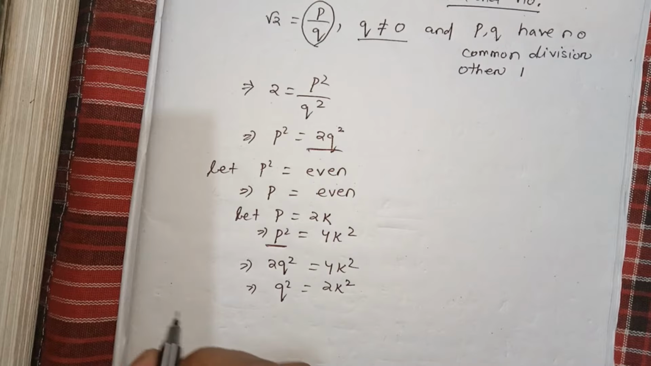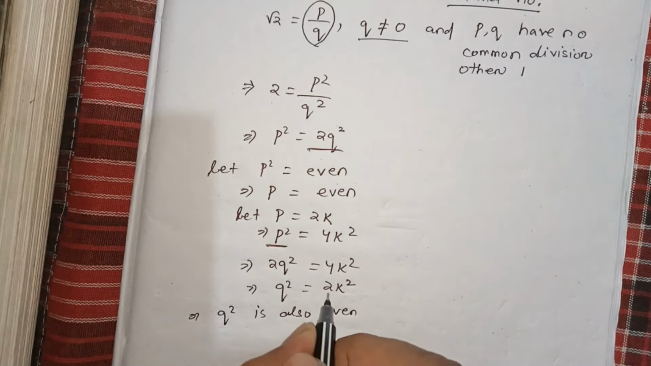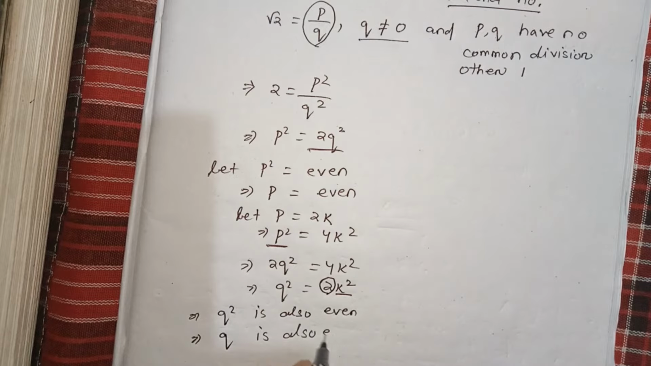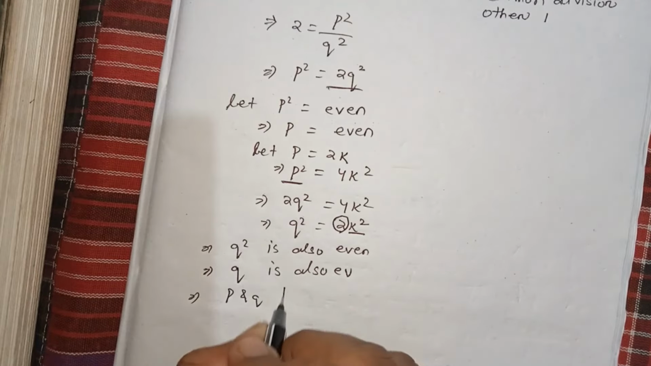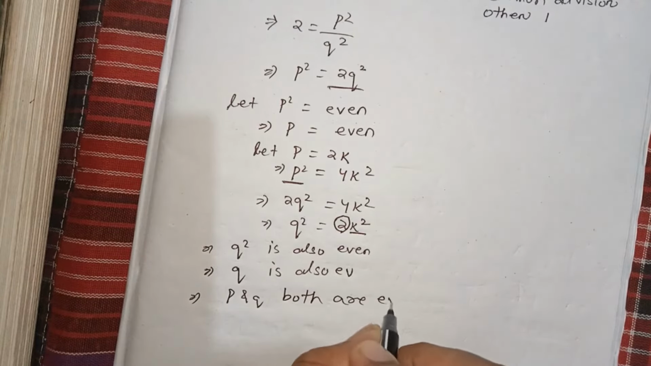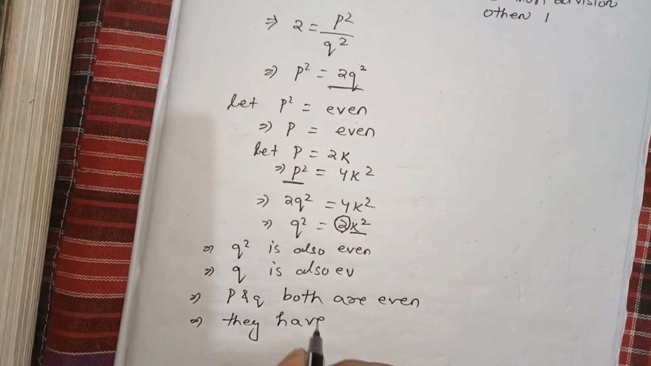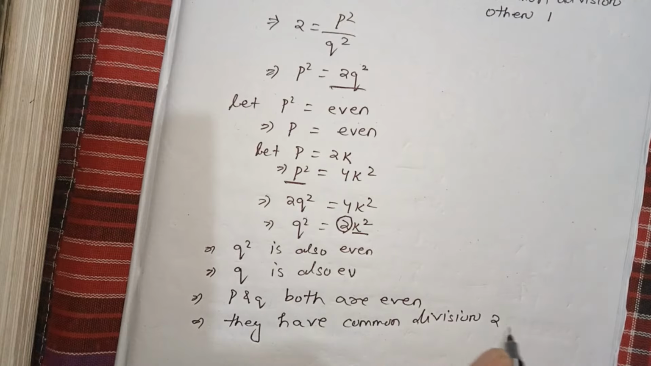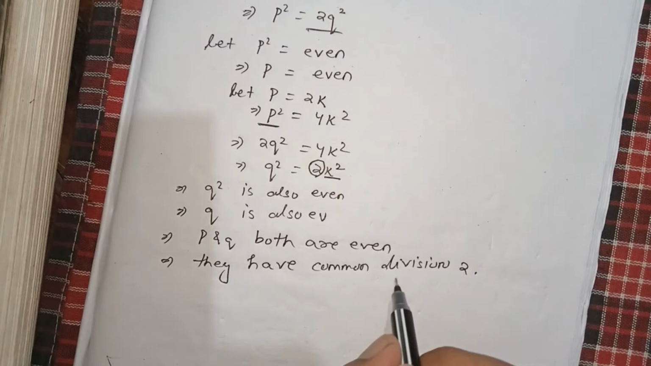So here we find that q square is also even. We find that q square is a multiple of 2 and k square, so q square is even, and this implies that q is also even. And we know that if both p and q are even, this implies that they have a common divisor 2. But we assumed that they have no common divisor other than 1. But here we find that they have common divisor 2.